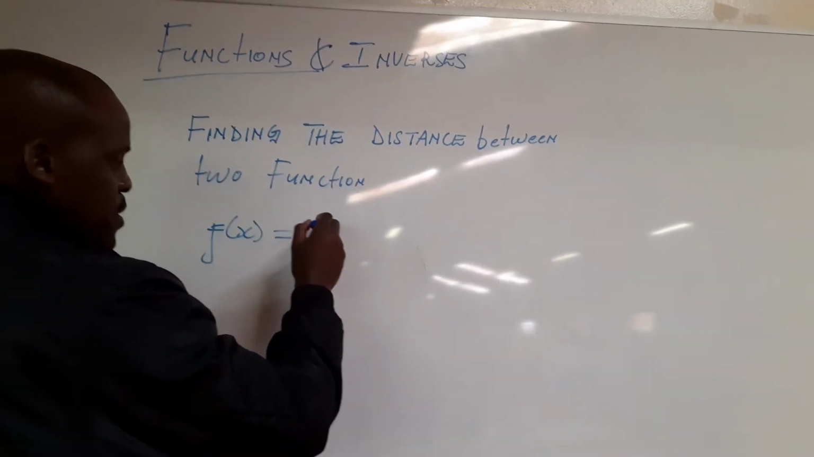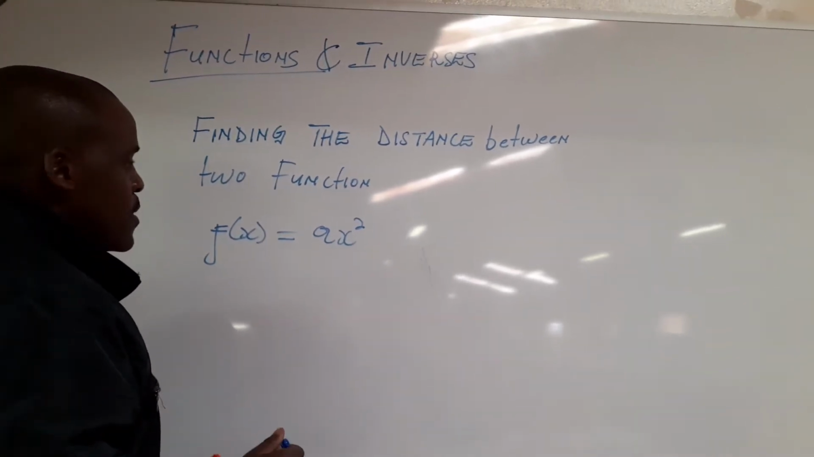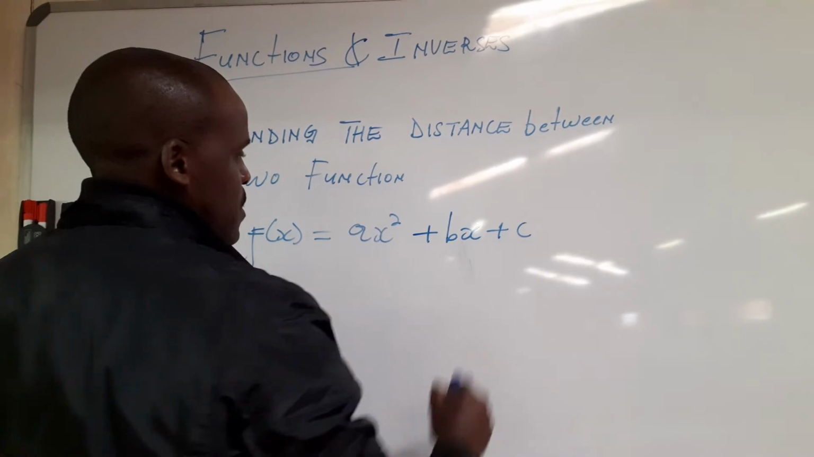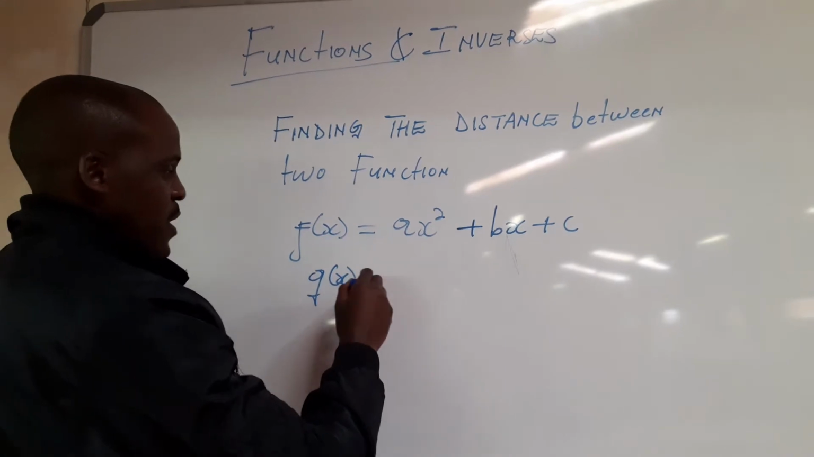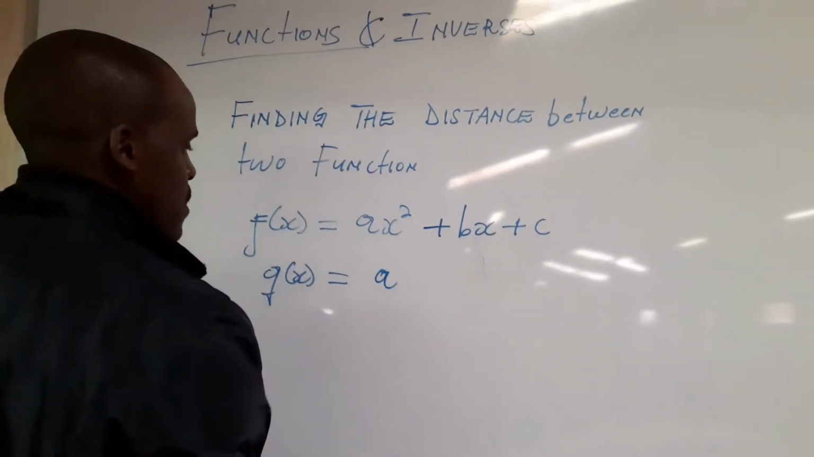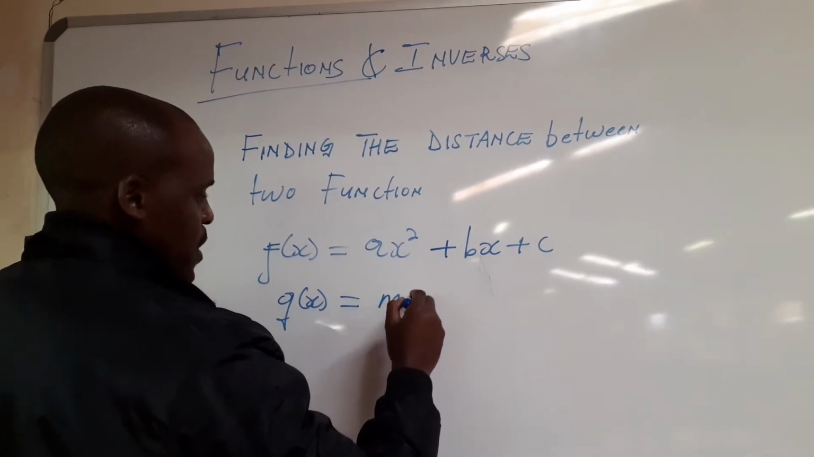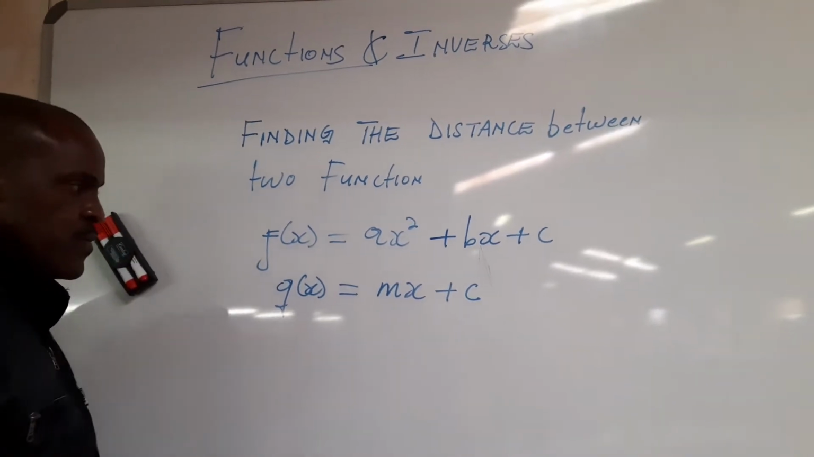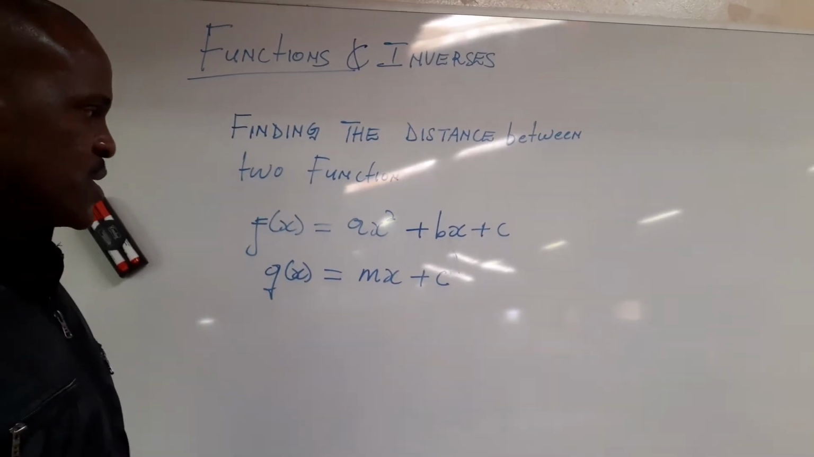f(x) is equal to ax squared plus bx plus c. And then let's say we've got another function, g(x) is equal to, let's use m for the gradient, mx plus c.